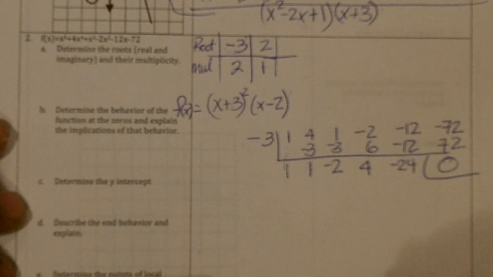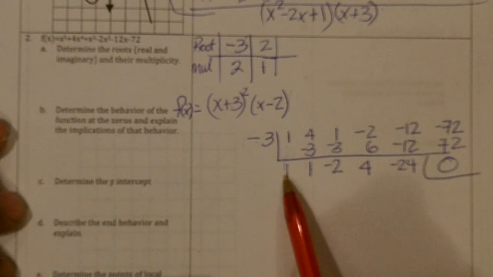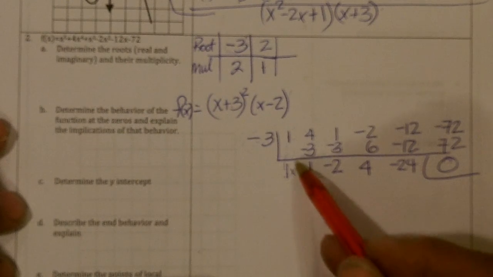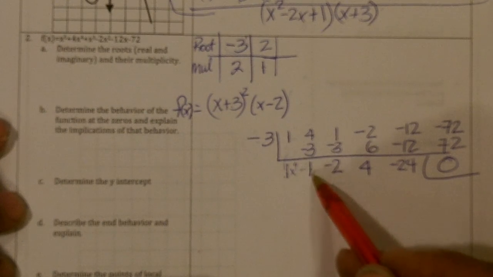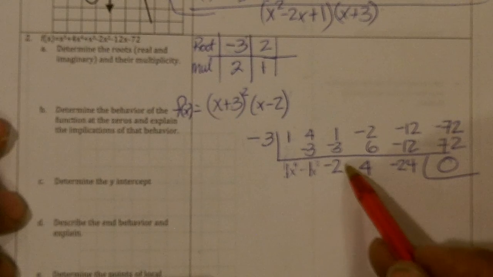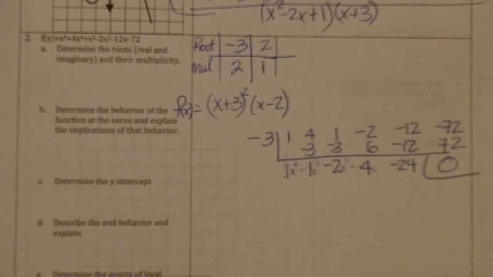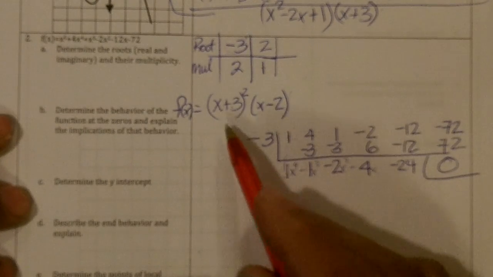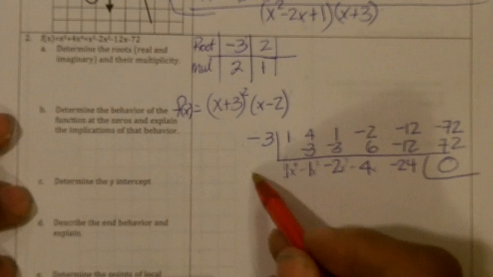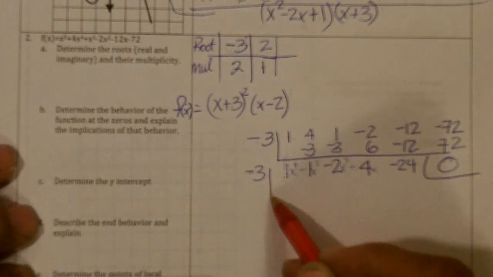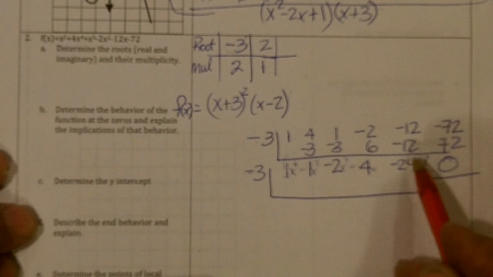So that went in evenly and left me with, this was x to the fifth, so this is 1x to the fourth plus 1x to the third minus 2x squared plus 4x minus 24. But I don't need that because I'm going to divide the other x plus 3 in by putting the root, -3, into this and just continue on.